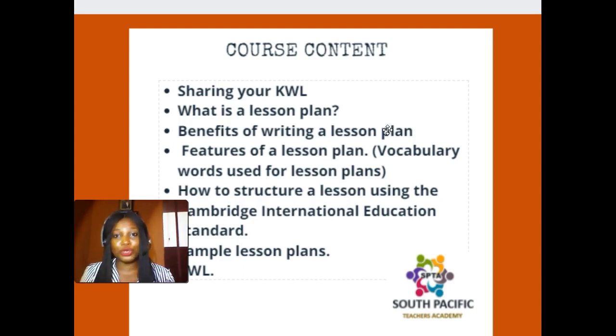Then we move over to how to structure a lesson using Cambridge International Education Standard. I'm always about best practice in education. And what better way to talk about best practice than to reference the University of Cambridge and their standards for primary education. Then I would also share with you sample lesson plans.